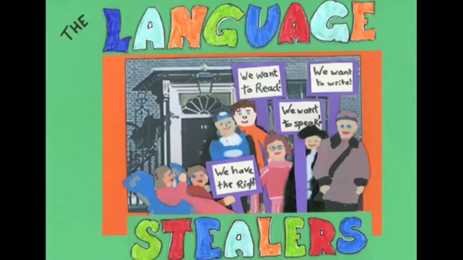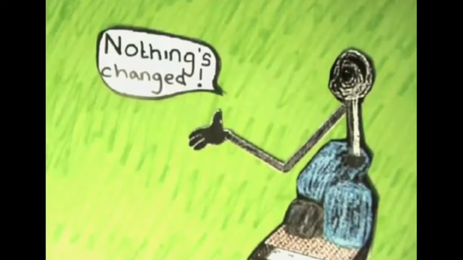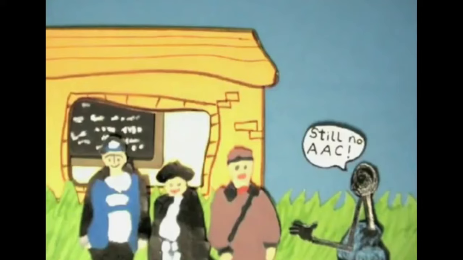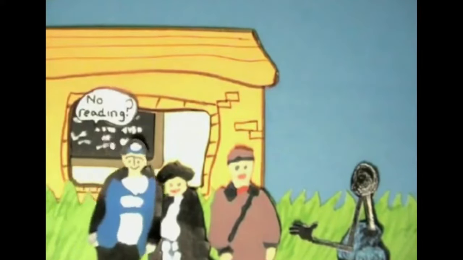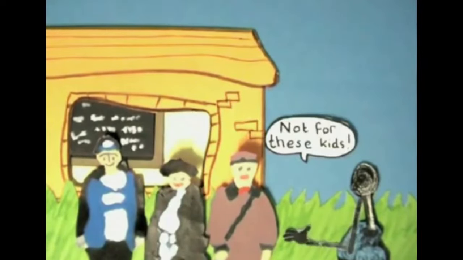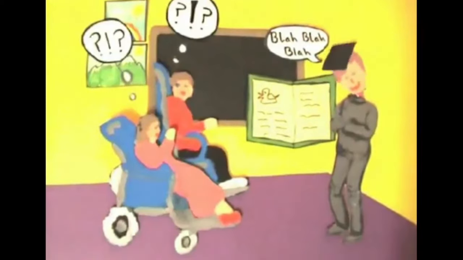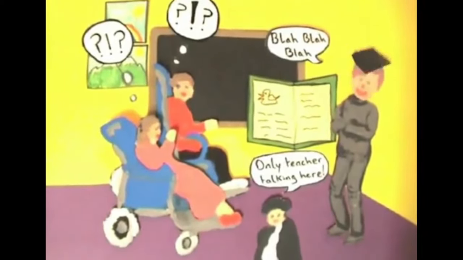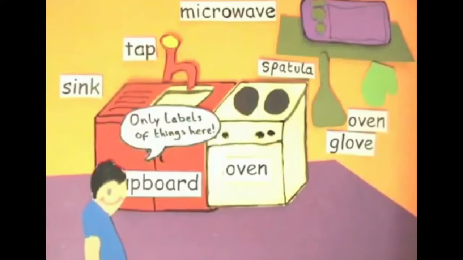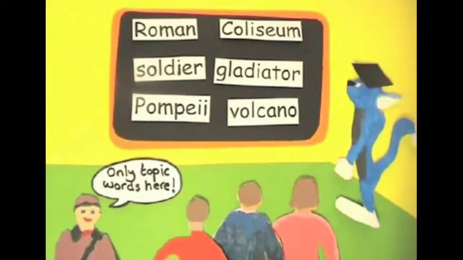The language stealers. What's wrong, Zed? Nothing's changed. Still no AAC. No reading. No writing. No talking. Not for these kids. Blah blah blah. Only teacher talking here. Only labels on things here. Only topic words here.